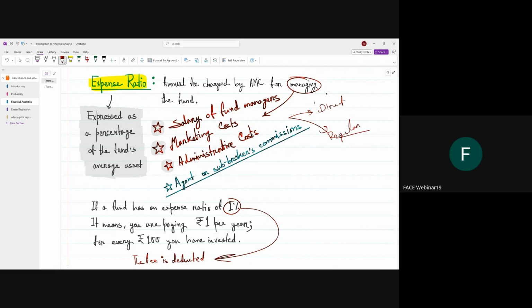So in the first one, you invest directly. Trivially, it has a lower expense ratio, like you are paying a lesser fee to the fund. And the regular plan is in between the AMC and you. So it's more of a contract between the AMC and you directly. AMC, me.